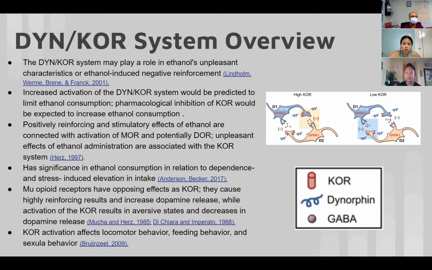Studies have also shown the DYN-KOR system's importance in ethanol consumption in relation to dependence and stress-induced elevation in intake. Mu opioid receptors are seen to have opposing effects to KOR, as these receptors cause highly reinforcing results and increased dopamine release, while activation of the KOR results in aversive or dysphoric states and decreases in dopamine release. Locomotor behavior, feeding behavior, and sexual behavior are all also impacted by the activation of KOR.